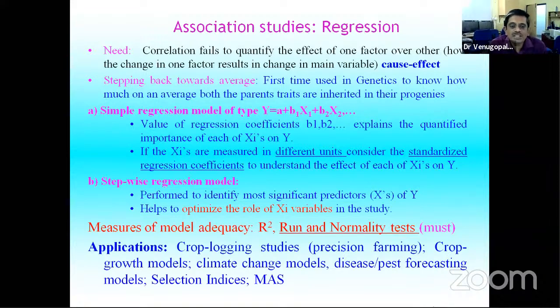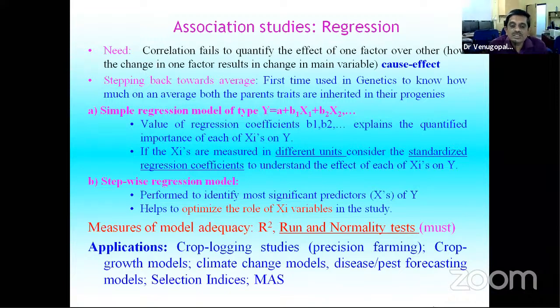Then comes the optimization models. Suppose we say that 10 weather factors together explain the disease incidence of downy mildew in grapes. Now we want to know among those 10 weather factors whether all the factors are important. If there is a group of important factors, in which order are they, and whether maximum temperature and relative humidity alone decide 80% of the prediction, or all the factors together. For this optimization, we need to go for the stepwise regression model.